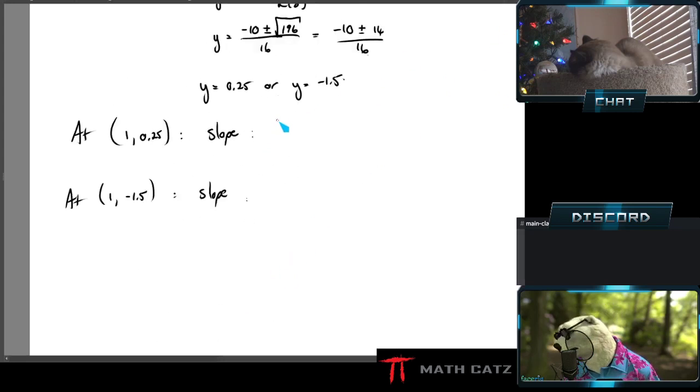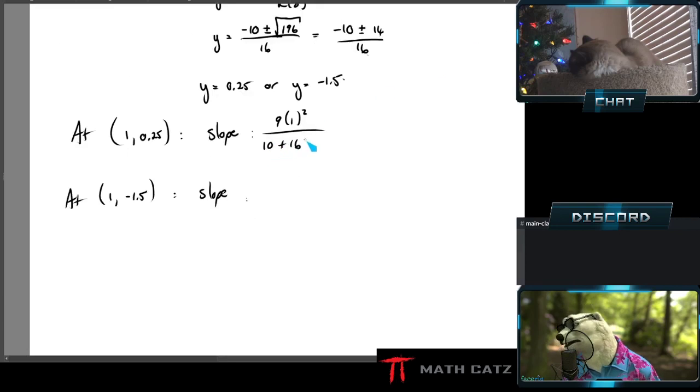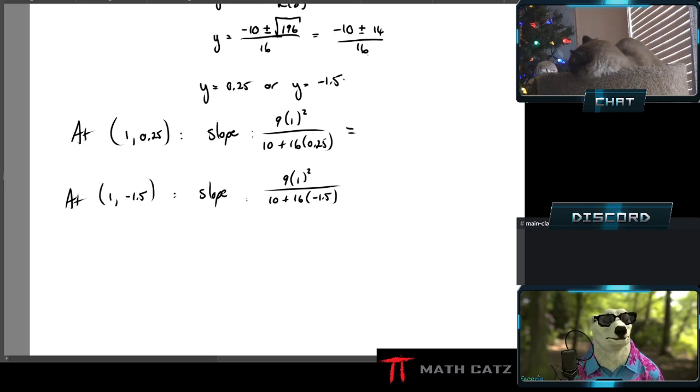9 times x squared, 9 times 1 squared over 10 plus 16y, and this one's the same, 9 times 1 squared over 10 plus 16, but a different y value. What do I get for the top one? I don't know. Calculator time. 9 divided by, what is that, 14? It's a quarter of 16 plus 10. And I get, whoopsie, not that line, 0.6429 rounded.